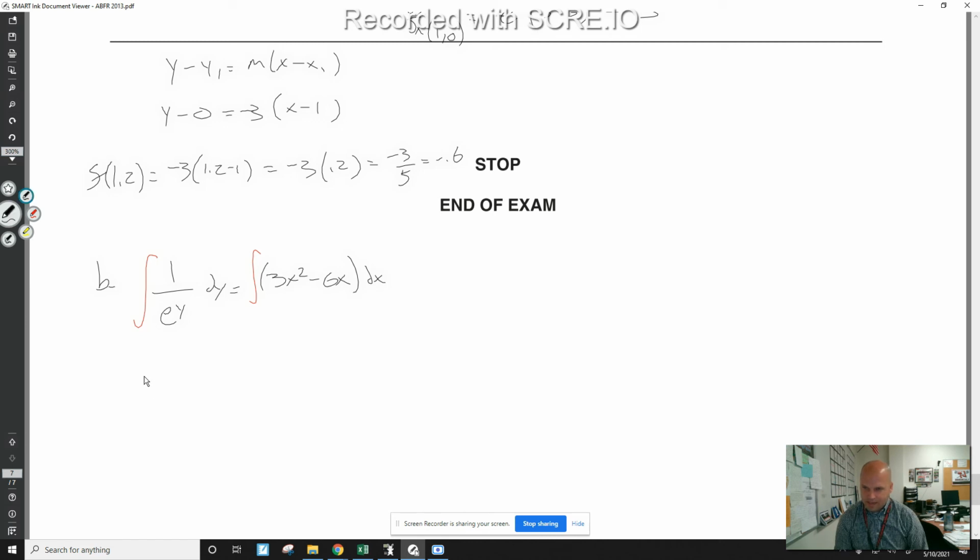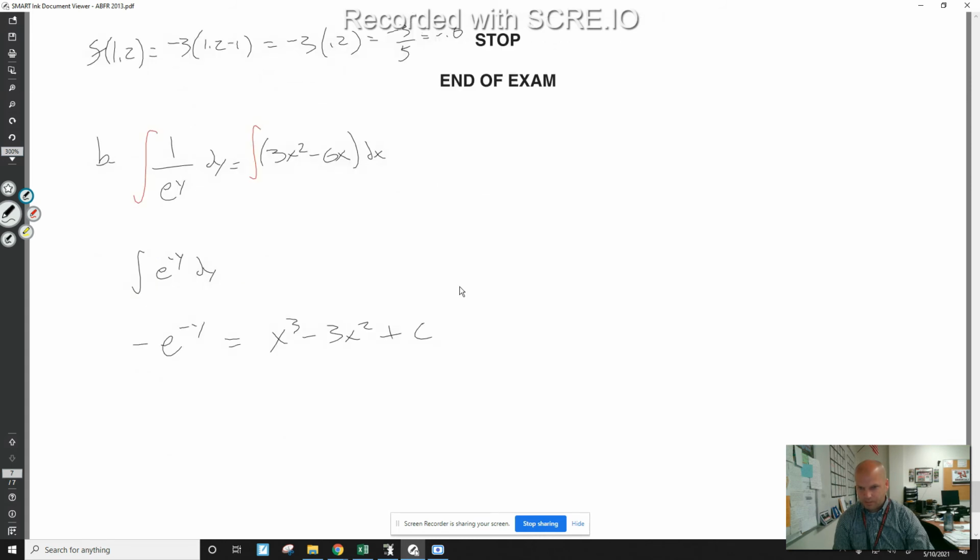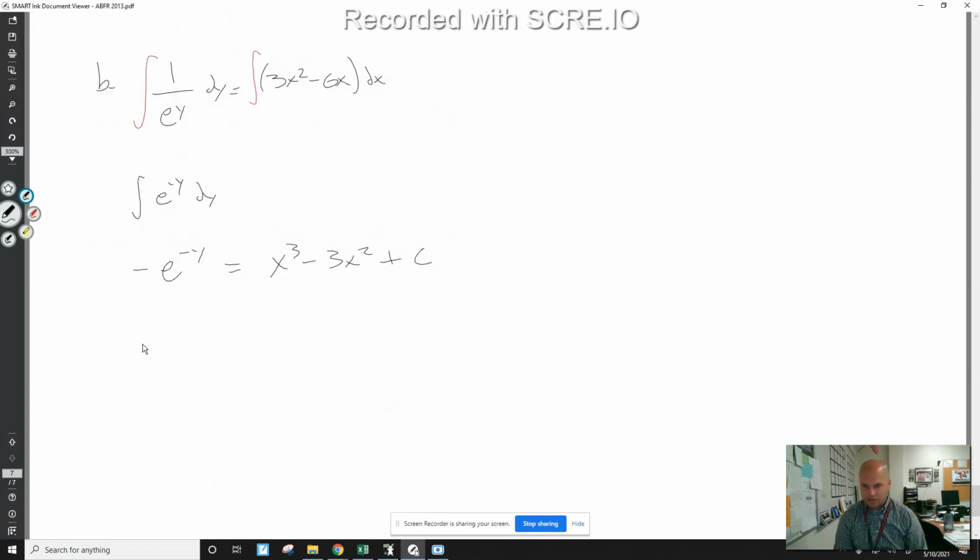Because you rewrite this as e to the -y, and the antiderivative is actually e to the -y times -1. Over here, it's just x cubed minus 3x squared. Don't forget your plus c. You got the point 1, 0. Probably easy to plug in 1, 0 now. It doesn't have a log, so we're good. So I get -e to the 0 equals 1 minus 3 plus c. -1 equals -2 plus c. C is equal to 1. So this is -e to the -y equals x cubed minus 3x squared plus 1.